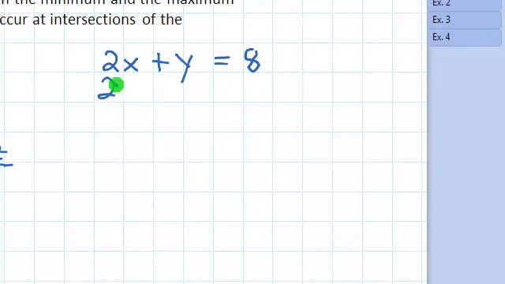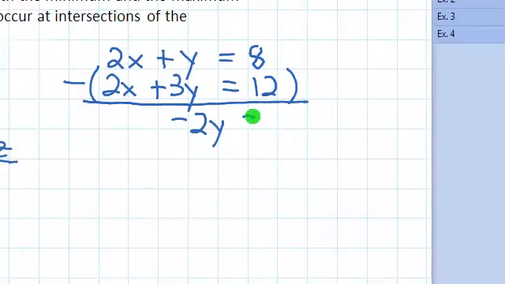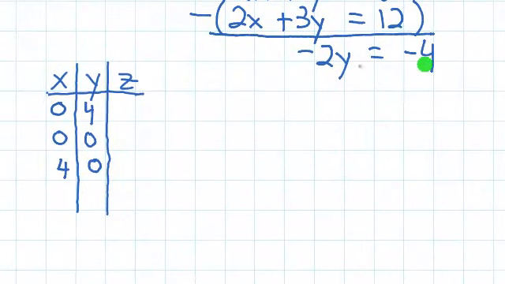And 2x plus 3y equals 12. There's actually several ways you could do this. What I'm going to do is I'll use elimination and just subtract the bottom equation from the top one. So 2x minus 2x gives me nothing. Y minus 3y gives me minus 2y. 8 minus 12 gives me minus 4. Divide both sides by minus 2.